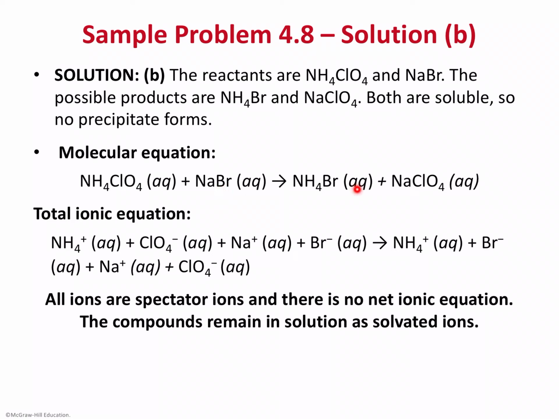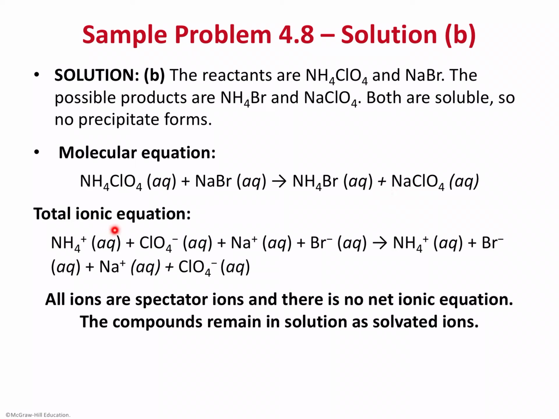If you refer to the chart, you will find ammonium bromide. All the ammonium ions are soluble in water. So ammonium bromide is aqueous. And all the sodium ions, remember the group 1, all the ions are soluble in water, as well as perchlorates are soluble in water. So this is also aqueous. All of them are going to be present in the solution as ions.